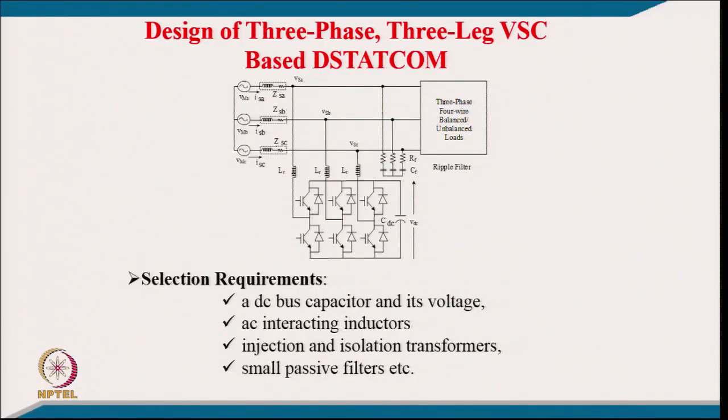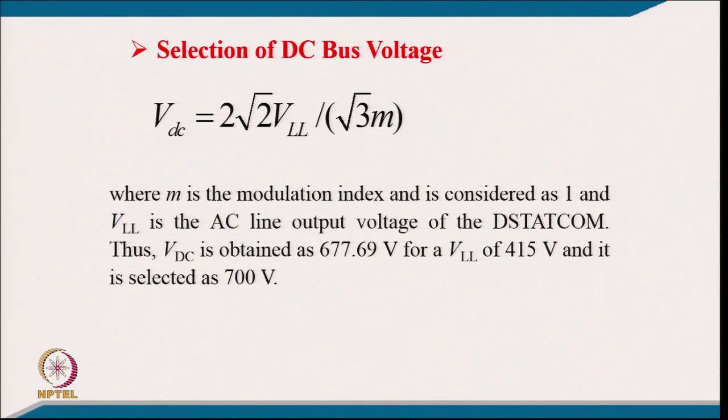And the selection requirements we would like to discuss here are the DC link capacitor and its voltage rating, the interfacing inductance value, the injection and isolation transformer if there is one at all, and then a small ripple filter. Well, to select the DC link voltage, you may find this relation in many textbooks for a voltage source inverter, where M is the modulation index of the inverter, considered 1, and you can take a safety factor accordingly, and VLL is the RMS AC line voltage at the point of common coupling. Thus the DC link voltage is obtained from this relation.